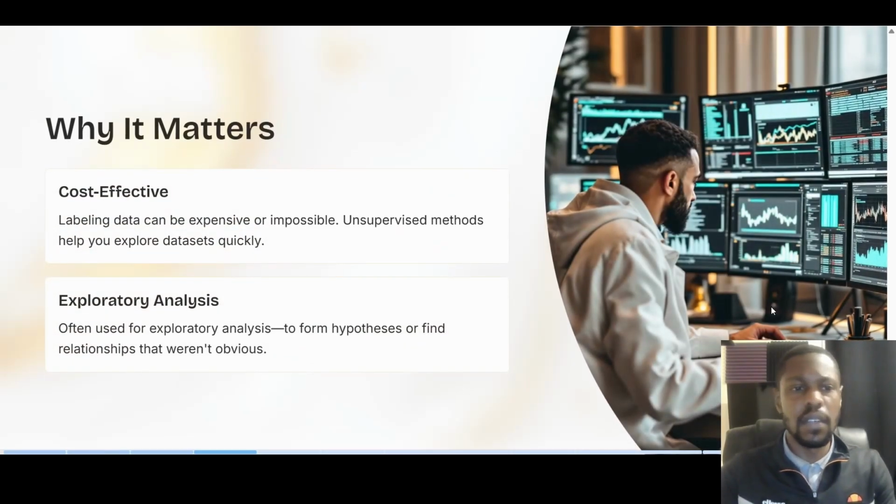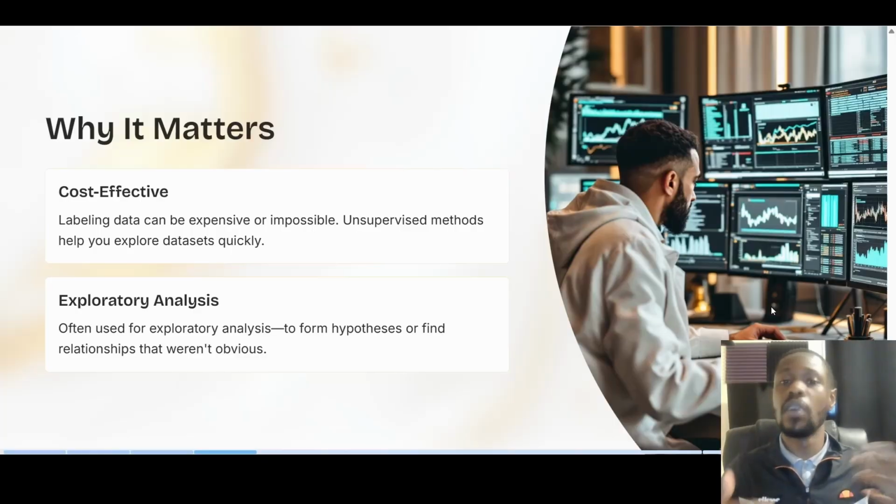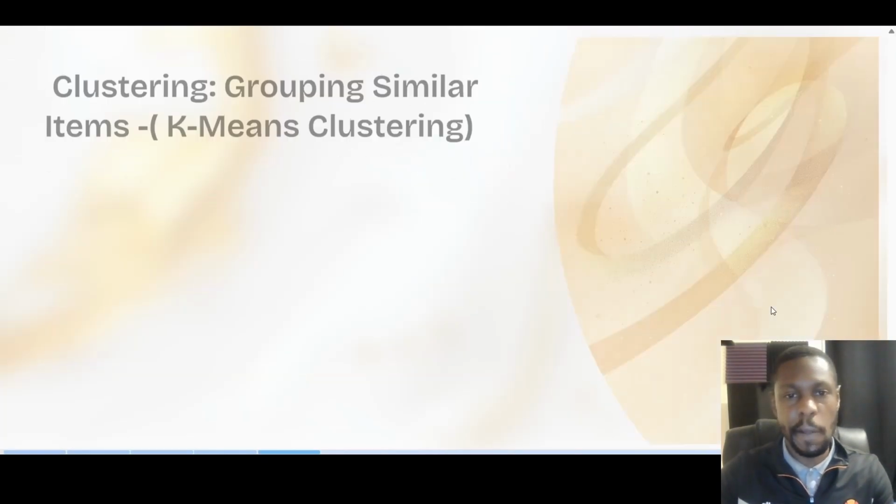So why does it matter? Well, unsupervised learning is more cost effective, as labeling data can be expensive or sometimes even impossible. Unsupervised methods help you to explore datasets quickly. And it's often used for exploratory analysis, to form hypotheses with the data or to find relationships that weren't obvious at first.